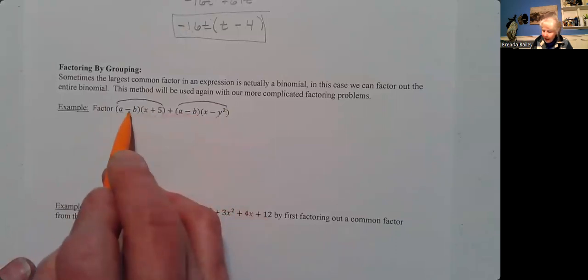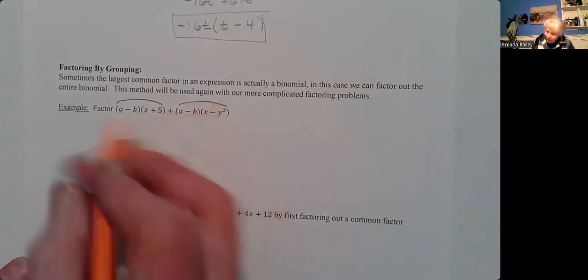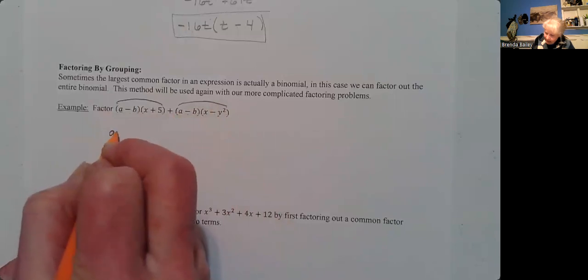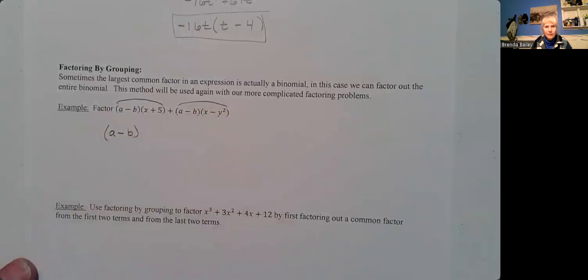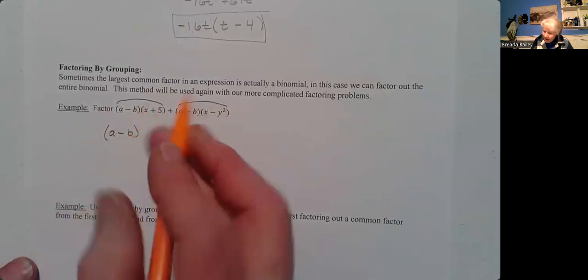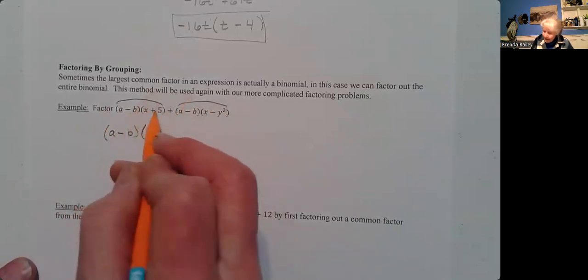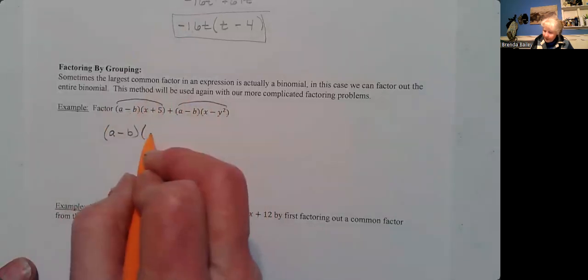Well, they both have an a minus b. So I'm going to take out an a minus b from that group, from each of these groups. What's left in this one is going to be an x plus 5.